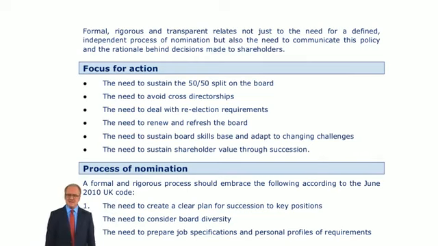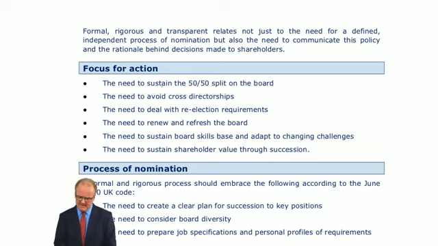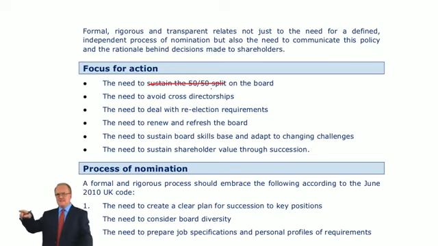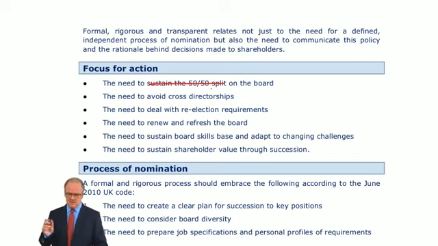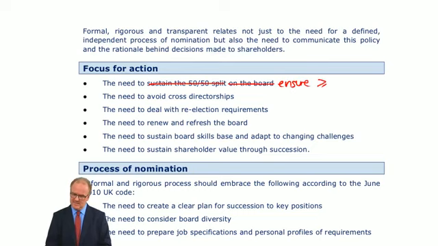In doing that, they need to look at things like, now I'm going to change what the notes say here slightly, because this suggests a 50-50 executives versus non-executive split. You don't want a 50-50 split. You want the independent non-executives to be at least 50% of the board. If they're 90% of the board, that's fine as well. So just to be clear, the need to ensure that at least 50% of the board are independent non-executives.